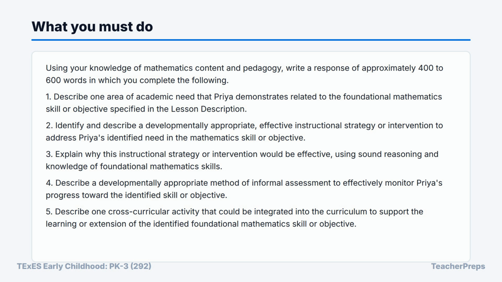2. Identify and describe a developmentally appropriate, effective instructional strategy or intervention to address PRIA's identified need in the mathematics skill or objective. 3. Explain why this instructional strategy or intervention would be effective, using sound reasoning and knowledge of foundational mathematics skills. 4. Describe a developmentally appropriate method of informal assessment to effectively monitor PRIA's progress toward the identified skill or objective. 5. Describe one cross-curricular activity that could be integrated into the curriculum to support the learning or extension of the identified foundational mathematics skill or objective.